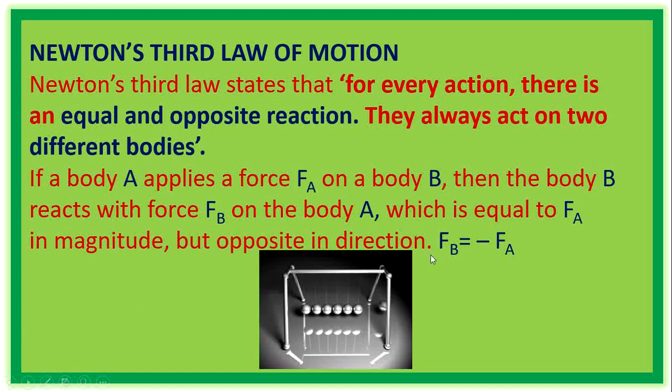but opposite in direction. The first bob produces force in one direction, means the second bob produces force in the opposite direction. For example, if A produces force from right to left, then B produces force from left to right. So, we have to use the minus sign.